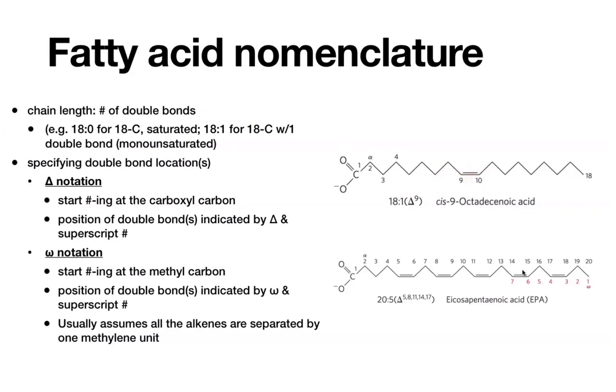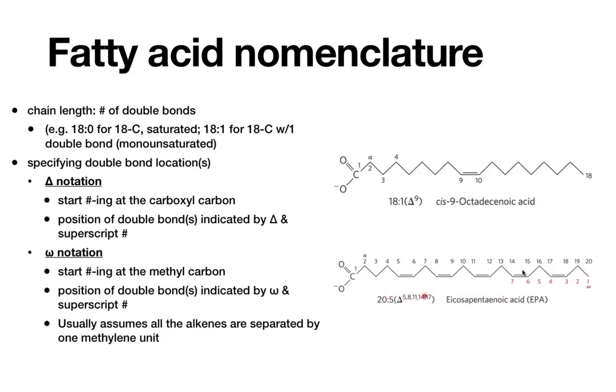When you're dealing with multiple double bonds, the notation is going to differ depending on whether you're talking about the delta notation or the omega notation. With the delta notation, you have to indicate each of the double bond positions. So for example, in this fatty acid, icosapentaenoic acid, we're just going to say EPA. In EPA, you have 5 double bonds and you have 20 carbons, so you would represent this as 20 colon 5.